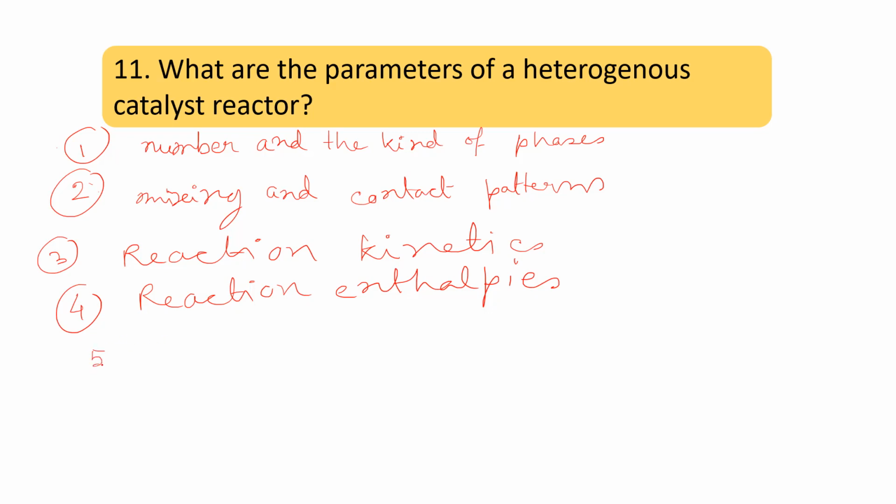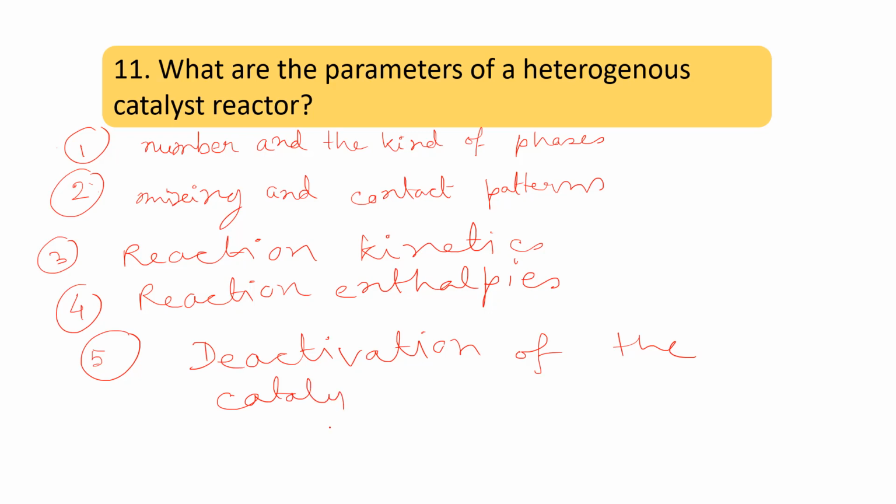And the last point is the deactivation of the catalyst. That means we need to know how often the catalyst is added or removed. Okay, so deactivation can happen for many reasons. Maybe the size of the catalyst particle will be reduced because of the attrition, or they are poisonous for the reaction, so they need to be taken out repeatedly. Okay, or because of the coke deposition, the catalyst can be deactivated. So how often we need to change the catalyst is also an important parameter for the heterogeneous catalyst reactor. So these are the 5 main points.